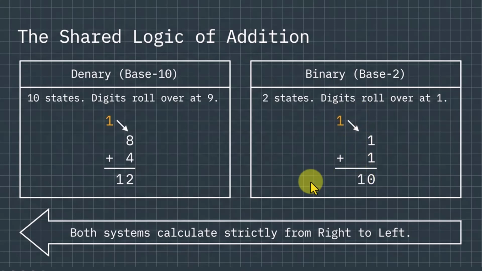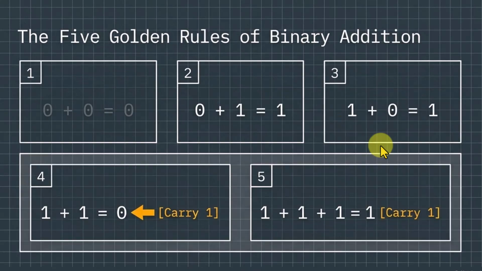So both systems calculate strictly from right to left. It is not very different from the same Denary addition, okay? It is the same, simple. The only difference here is that we have only 2 digits, okay? 0 and 1, and our largest digit here is 1.